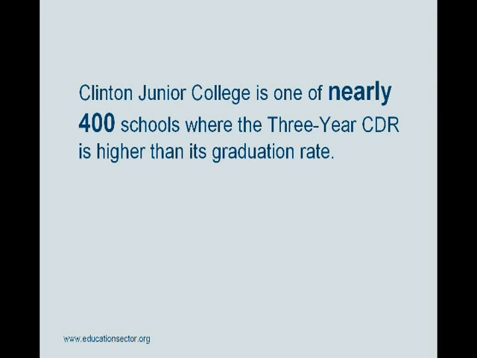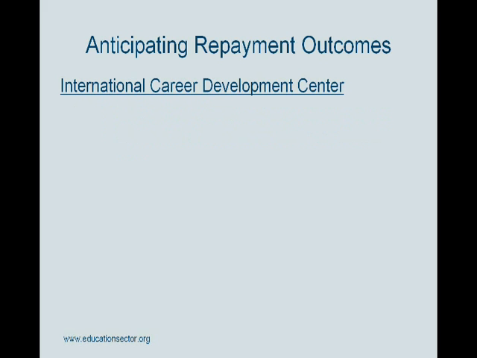3-year cohort default rate data can also help students get a more accurate picture of their repayment outcomes. Consider the International Career Development Center, a for-profit school located in Los Angeles, California. Under the 2-year measure, the school looks pretty good, with a default rate of just 0.8%. But extending that window by an additional year raises the institution's cohort default rate to an astronomical 38%.